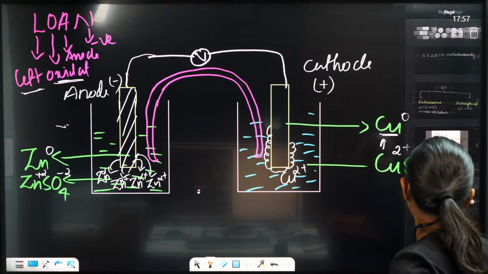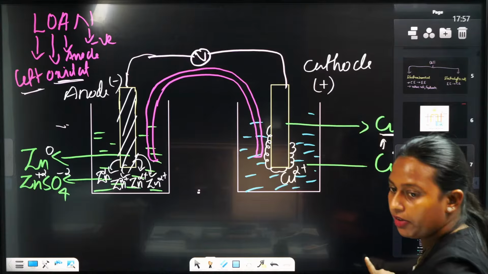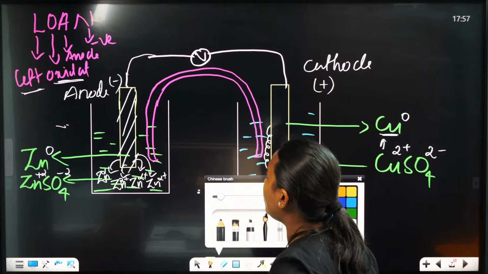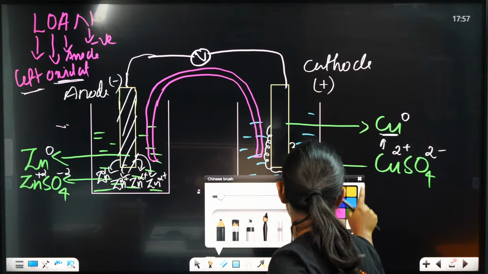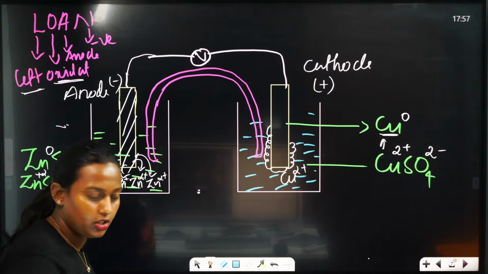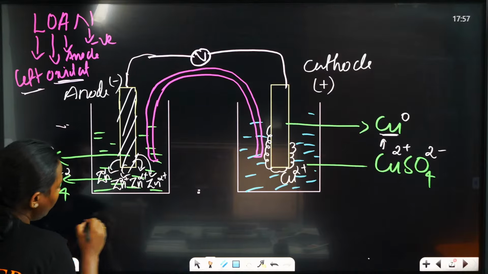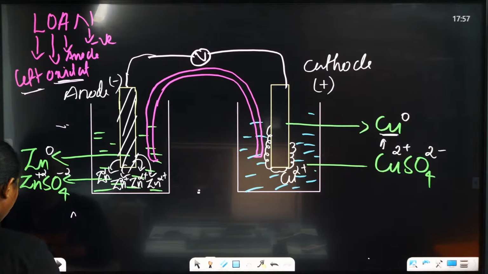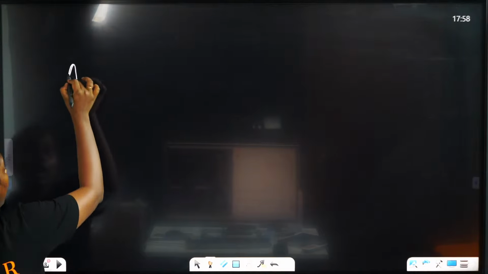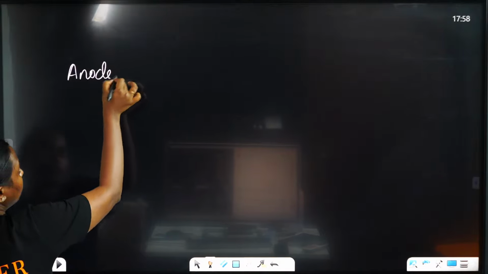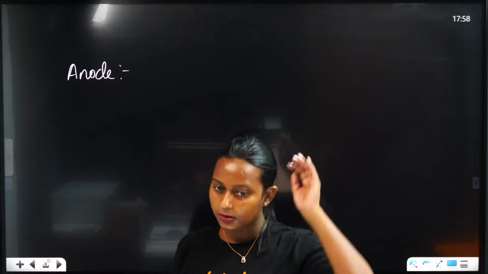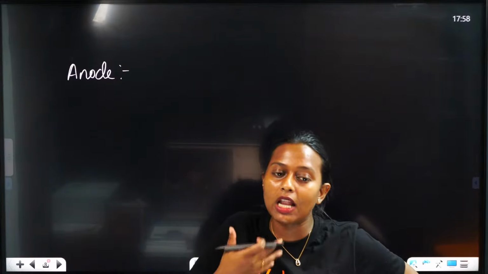Then we can write the anode and cathode reactions. First we can write the anode and cathode reactions. So I am going to write the anode and cathode reactions. So this is my anode. I am writing the anode reaction, on a fresh page. So what is the anode reaction? Tell me what will happen at the anode.